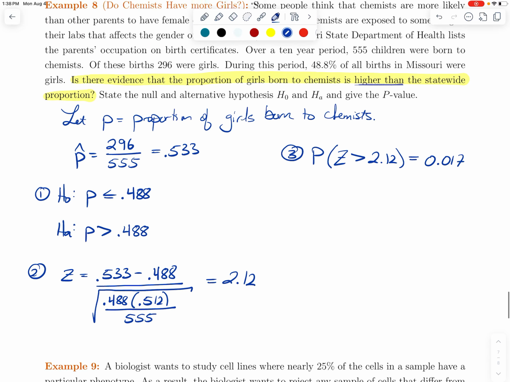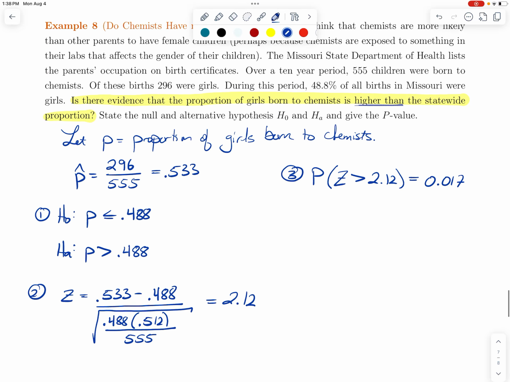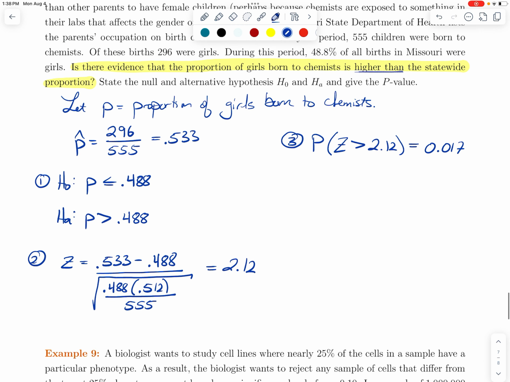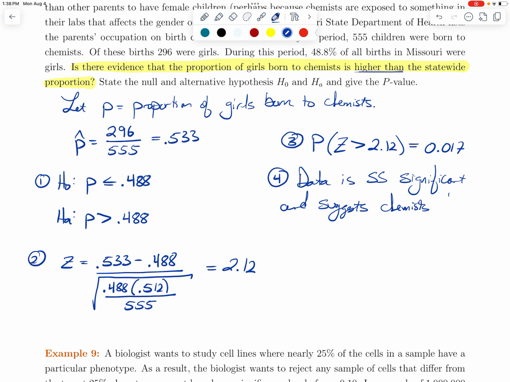That's small. We're not given an alpha here. We were looking to see where we're given a cutoff, and we weren't. That's quite small. So our conclusion here would be that the data is statistically significant and suggests that chemists do have more girls, i.e. we want to reject the null hypothesis and conclude the alternative.